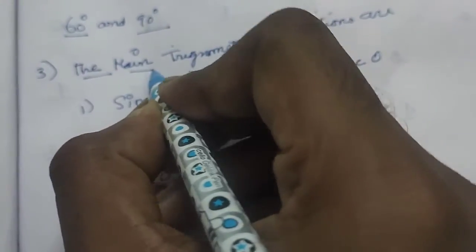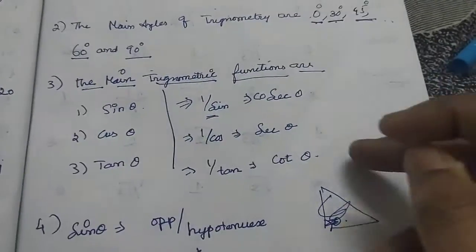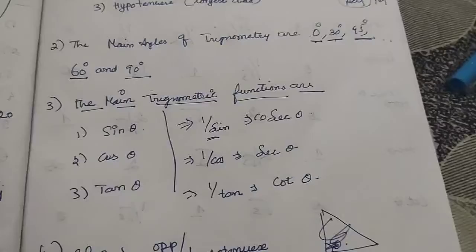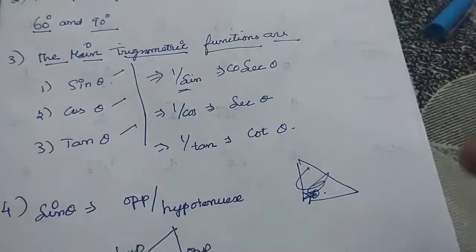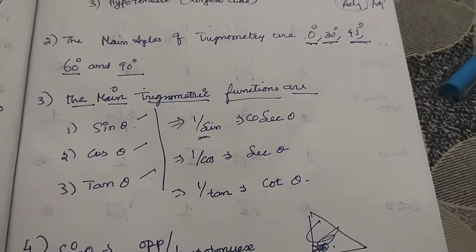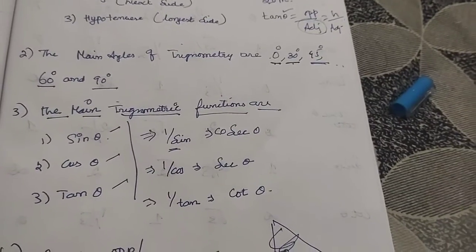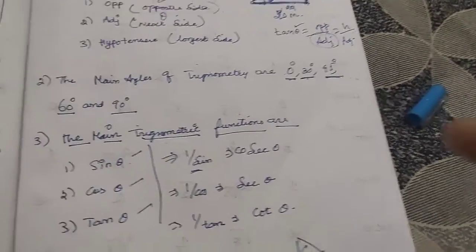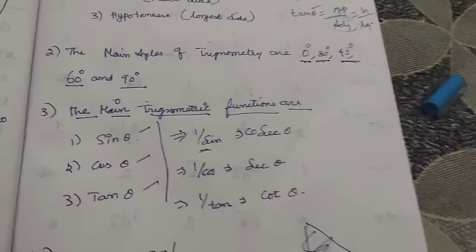The main trigonometric functions are sin theta, cos theta and tan theta. Don't forget, this is very important: sin theta, cos theta, tan theta.